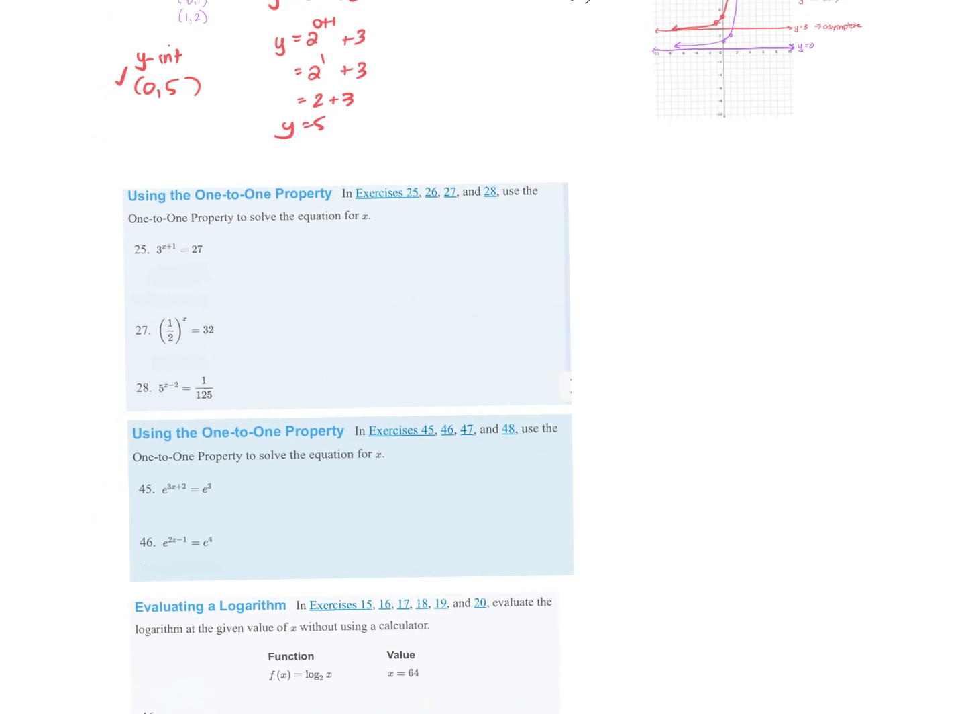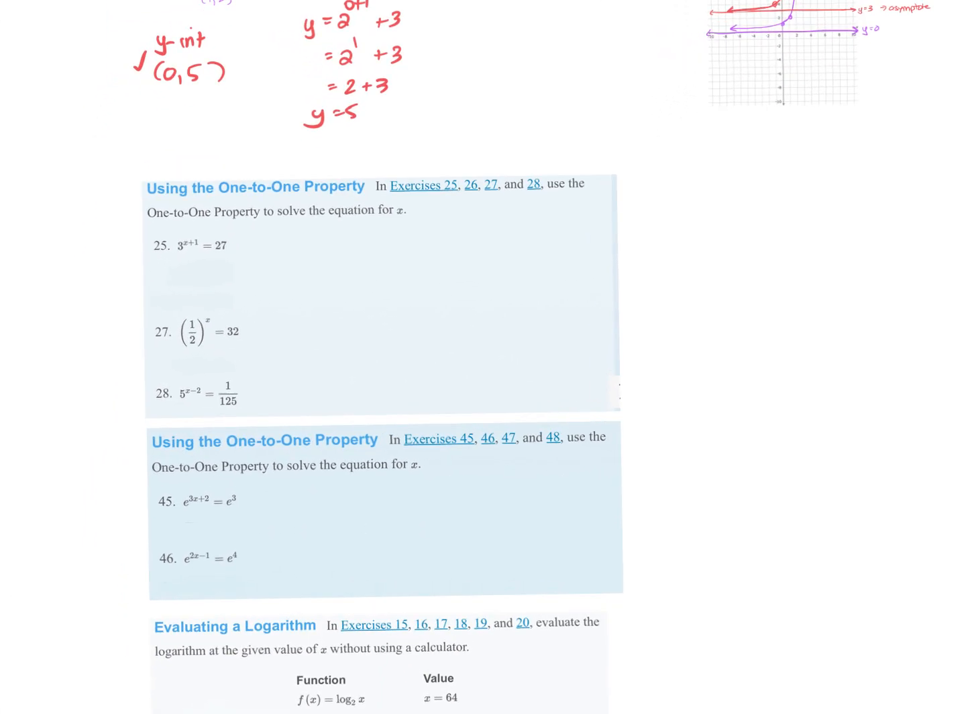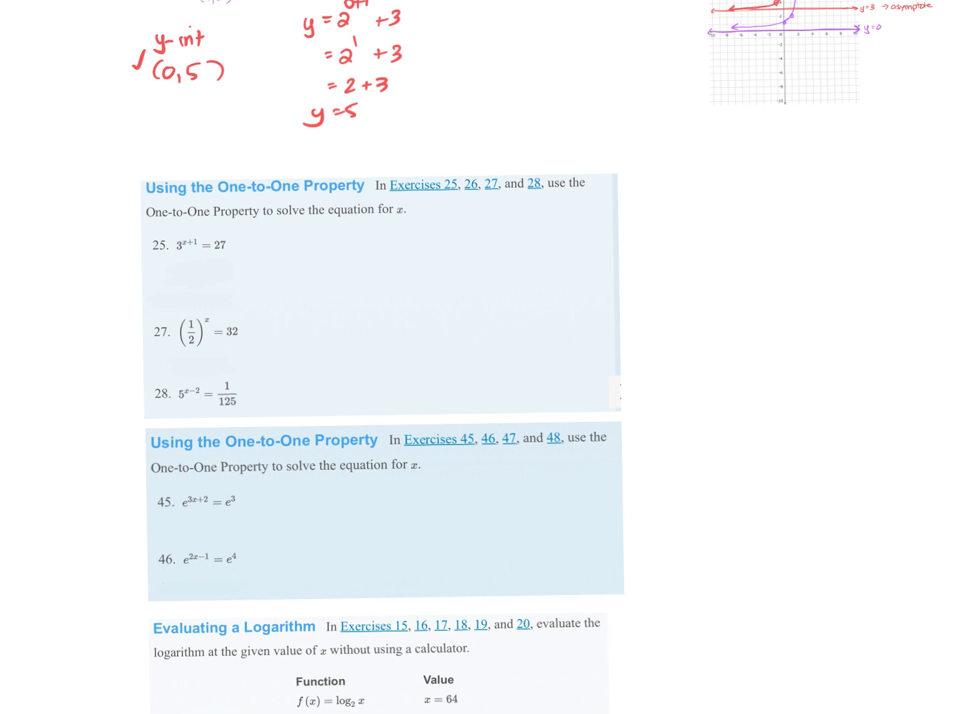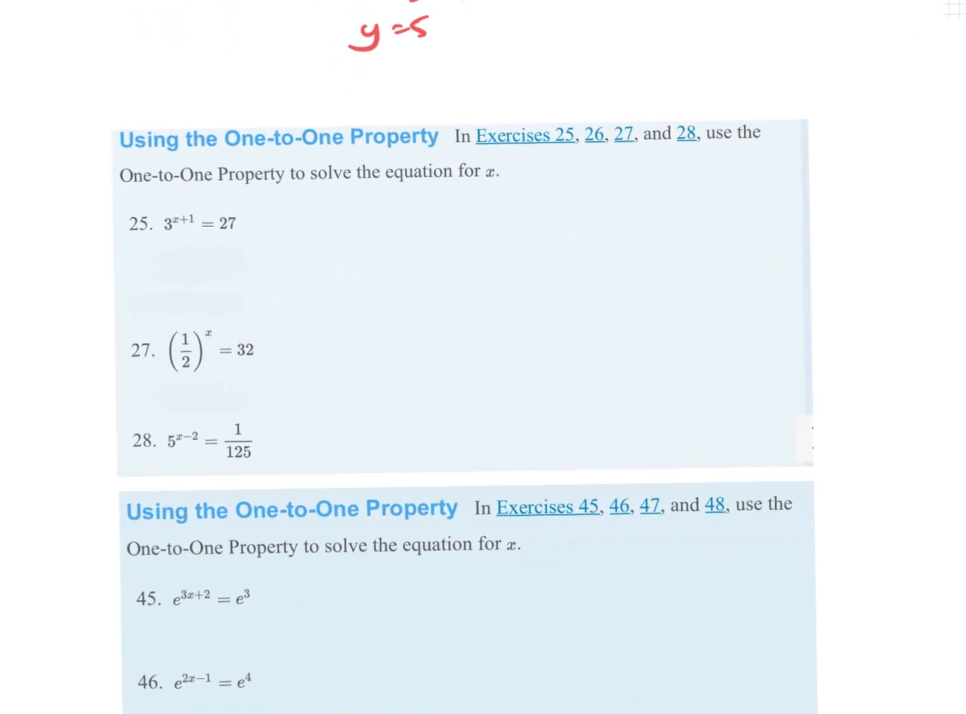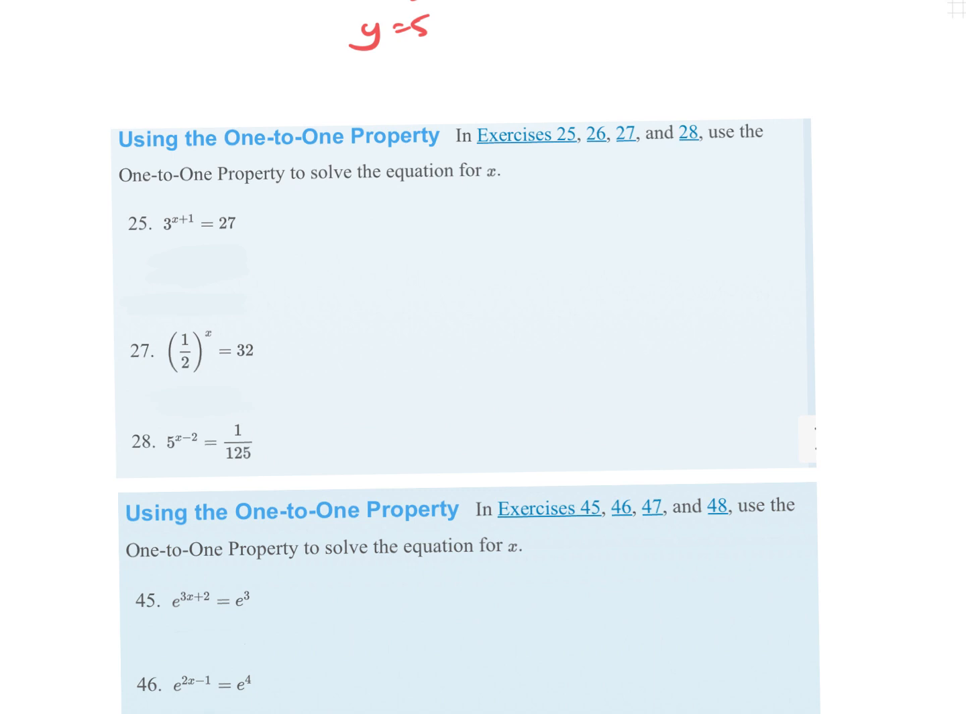Okay, then we go to the next section and it wants us to use the one-to-one property to solve. Really, 25 through 46 are all the same type of thing, except some have a base of e, which is a natural number. So I'll do a couple of these. I know 3 to the x plus 1. I want to try to make the base on the other side the same. 3 cubed is equal to 27. And once the bases are the same, I can make the exponents equal. So x plus 1 equals 3. So x is 2.